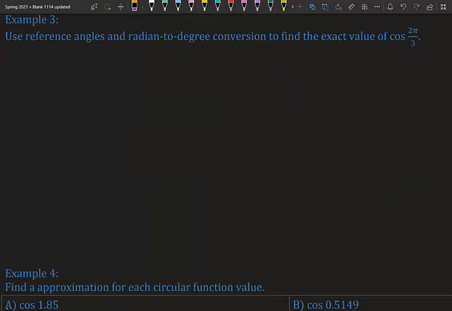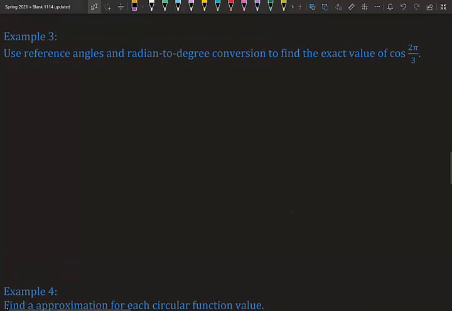Alright, example 3. Use reference angles and radian to degree conversion to find the exact value of cosine 2 pi over 3. So 2 pi over 3, is that on the unit circle? Yes, it is. You could find cosine 2 pi over 3, which is negative 1/2. You could. Yes, but I'm not trying to teach you that. I'm trying to teach you a concept, an idea that you are going to use later on.